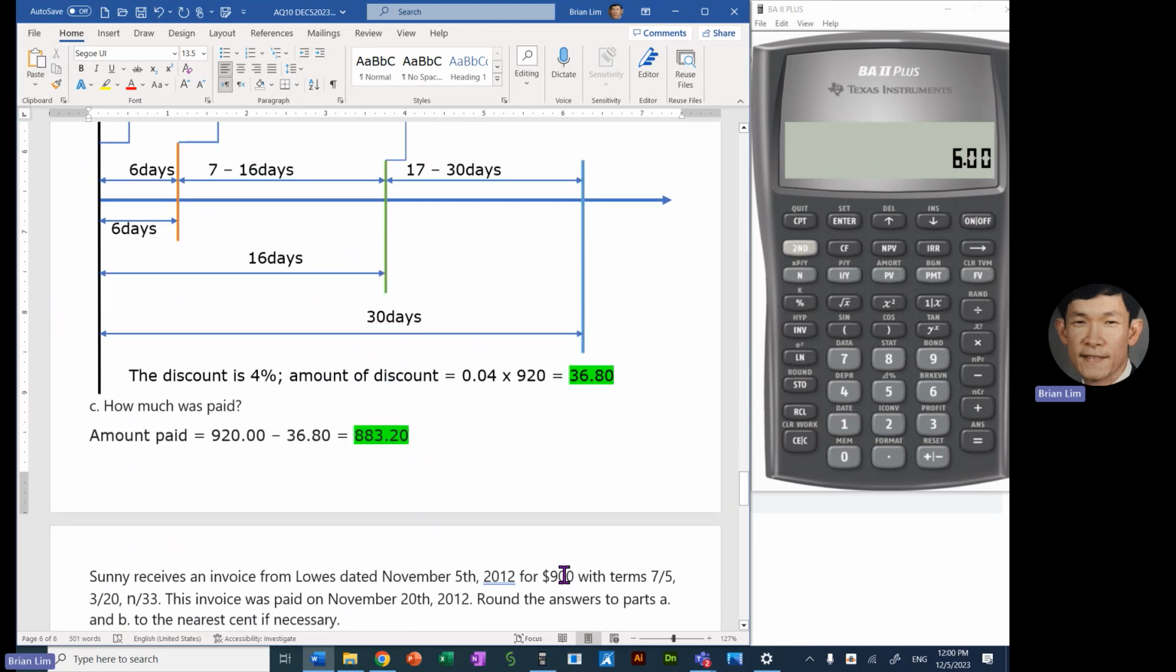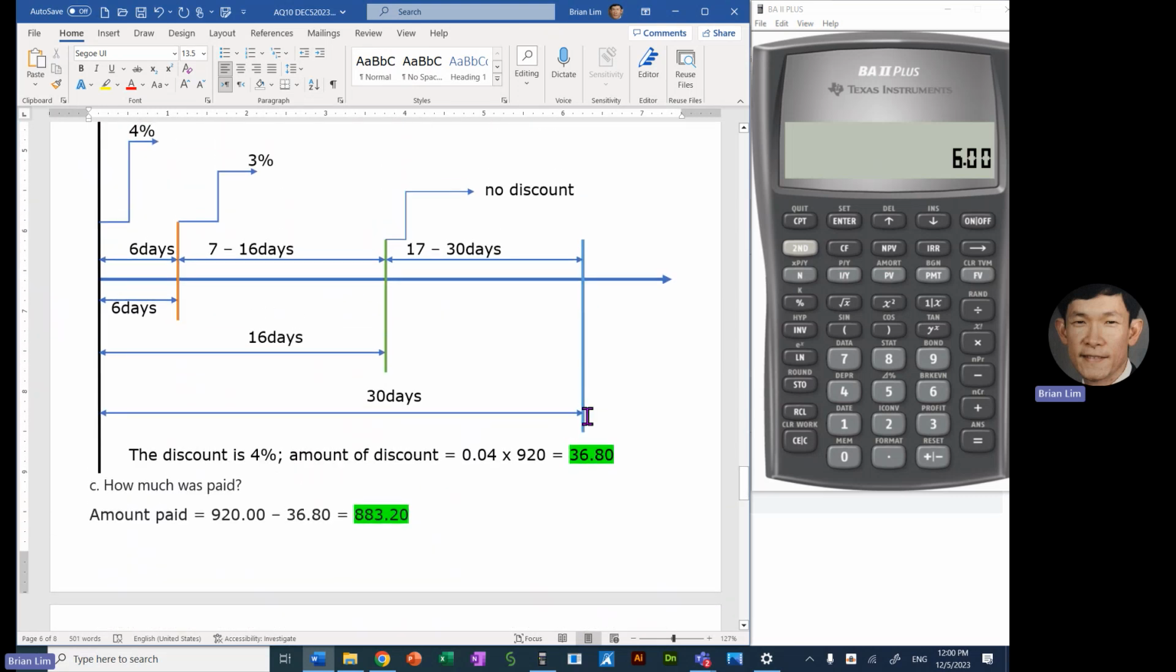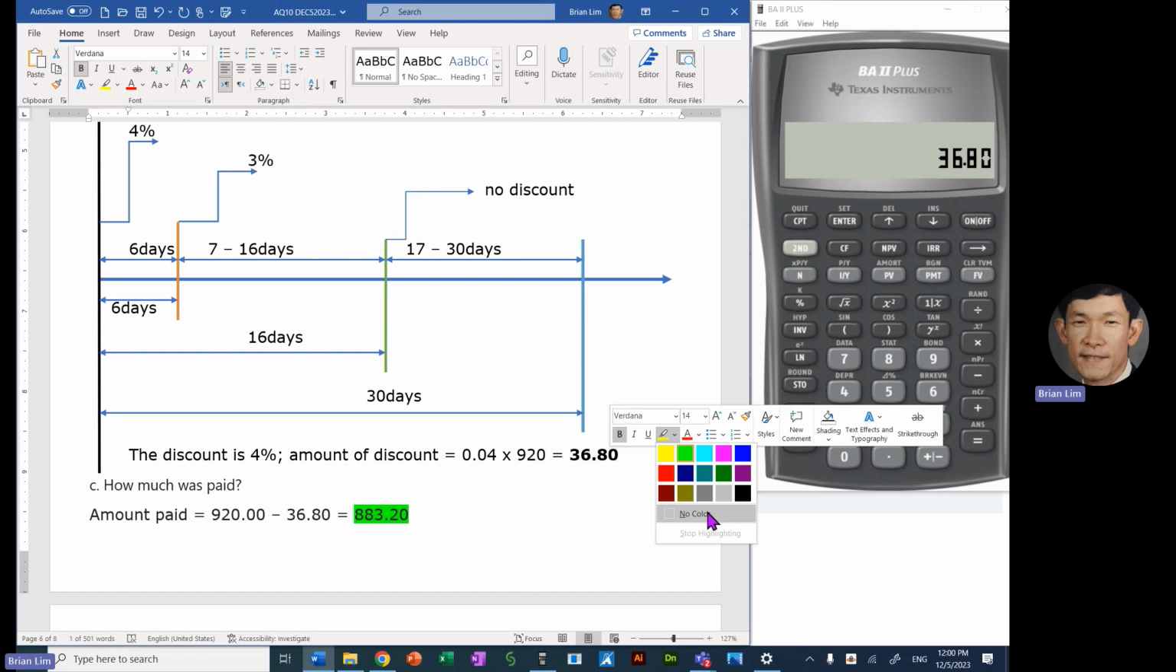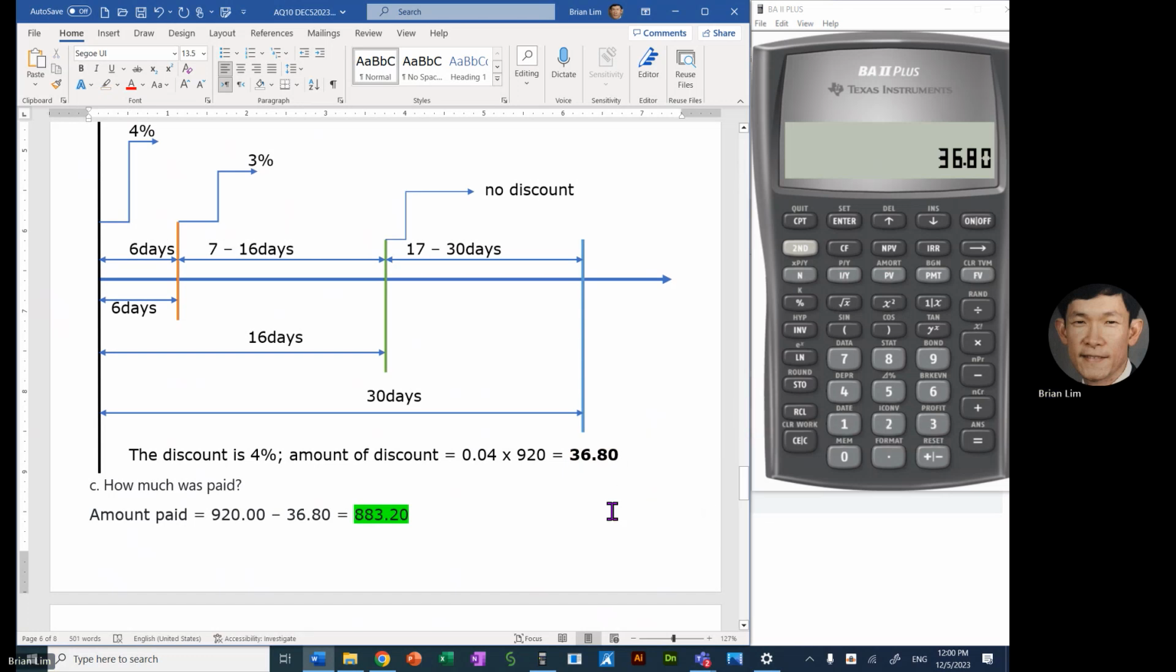So if we're getting 4%, we have to calculate 4% of 920. We can go 4% times 920, and we get the answer of 36.80. That would be the discount right over here. We could put it in bold if we wish, and if you would like to take off the color, then that is fine. So 36.80. So how much was paid?